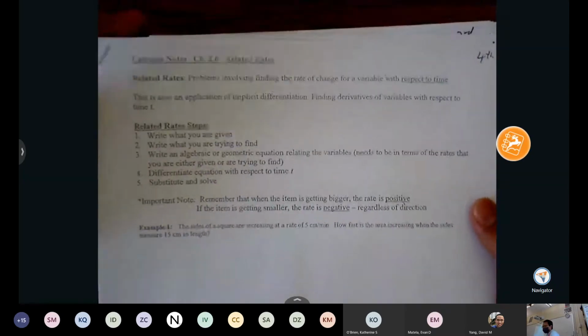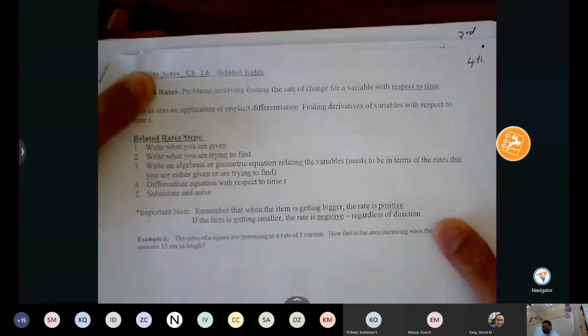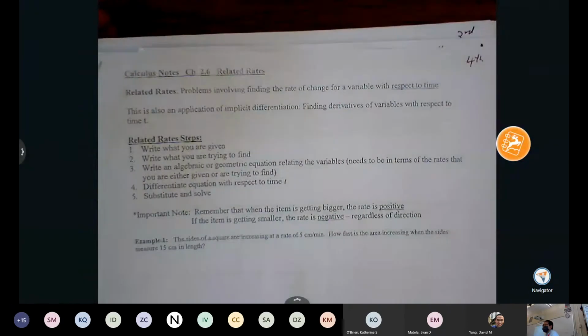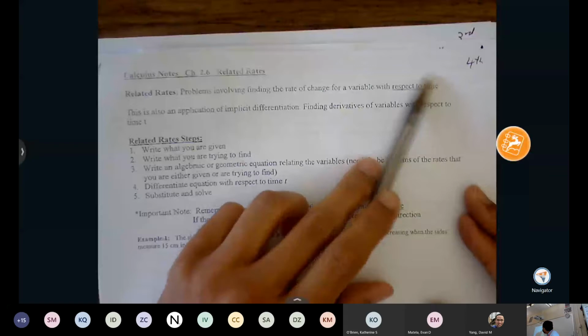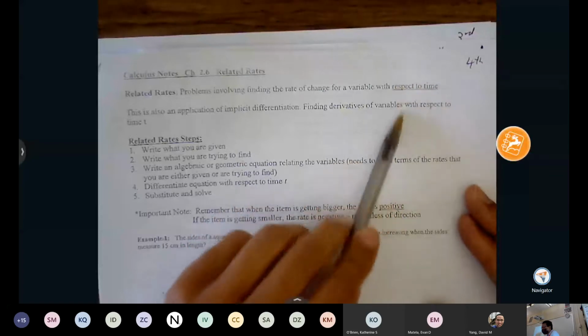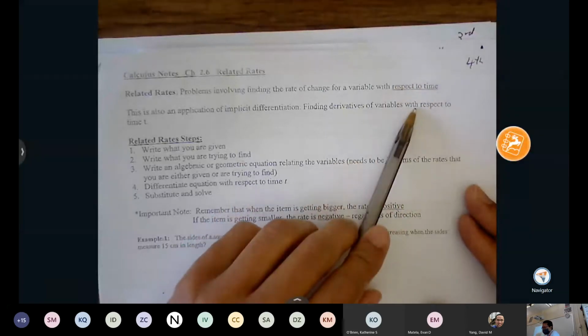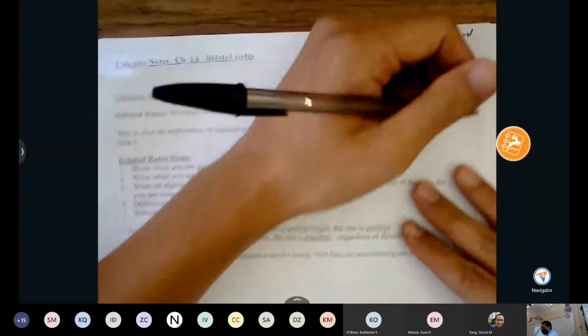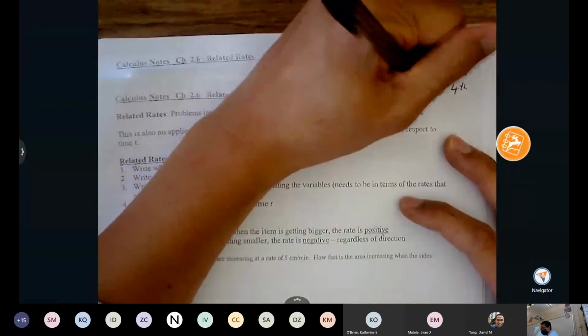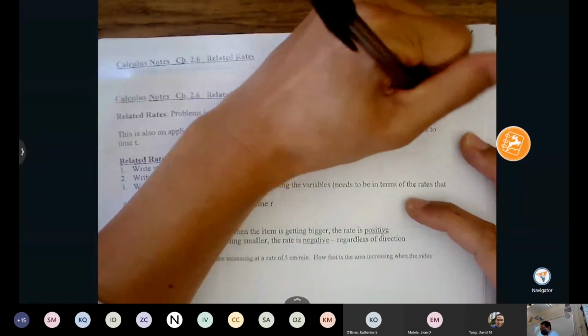Okay, so with related rates, it's going to feel like a natural extension from implicit differentiation. What I mean by that is, remember with implicit we had dy over dx, but now time is going to be the independent variable. It's going to be the driving force for all these problems. So instead of d over dx or dy over dx, now we're going to have d over dt.